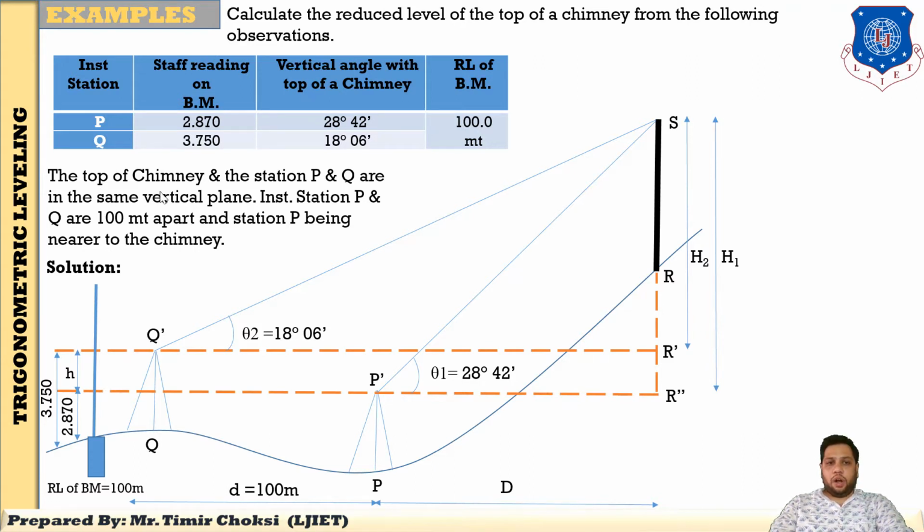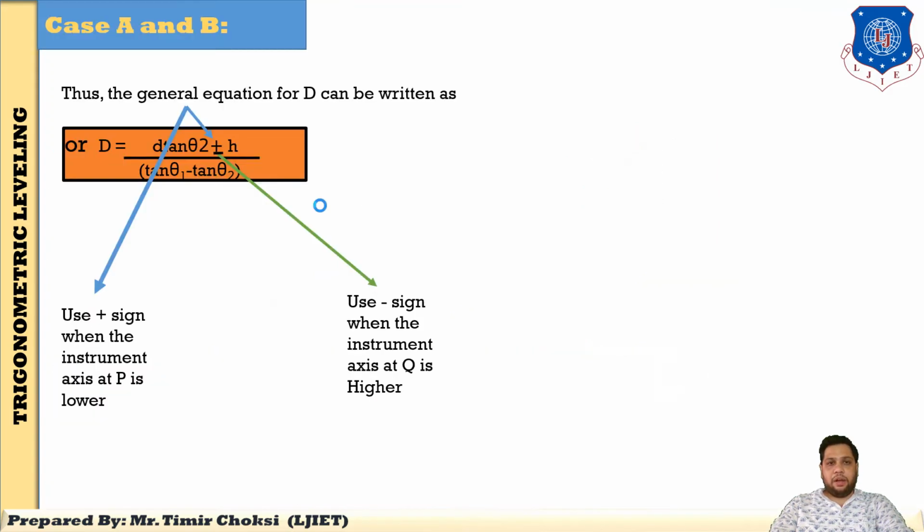Now the top of the chimney and the stations P and Q are in the same vertical plane. Instrument stations P and Q are 100 meters apart, and station P is near to the chimney. So the conditions are given: station P is near to the chimney. Now step number 1, first you have to consider which type of case arises, case A or case B.